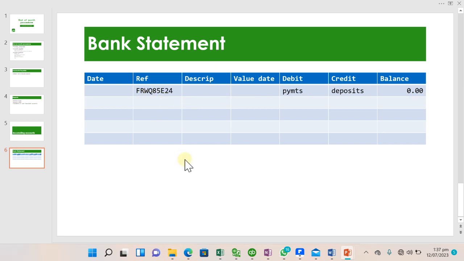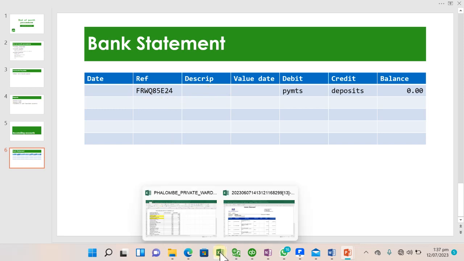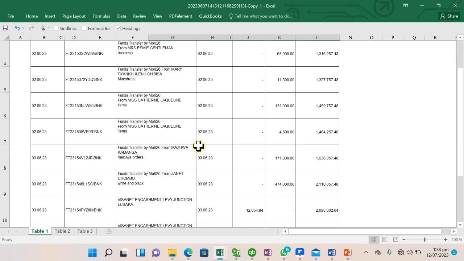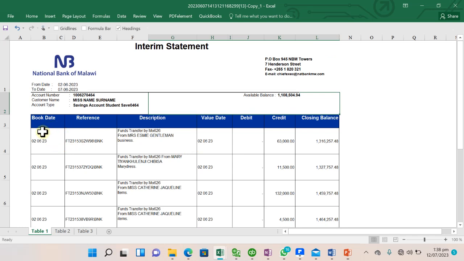Yeah, so I have a sample here. This one is a sample account statement, National Bank. In this case, you see we have the book date, reference, description, value date, debit, credit, and closing balance. So it means from this date to this other date, from the 2nd of June to the 7th of June, just a few days.